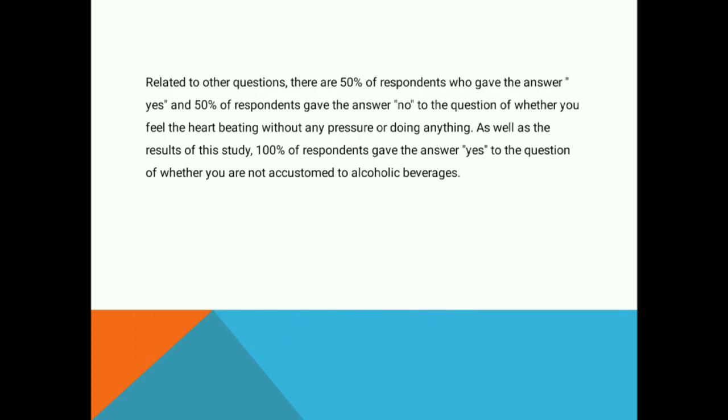Based on the answers related to other questions, 50% of respondents gave the answer yes and 50% gave the answer no to the question of whether you feel your heart beating without any pressure or doing anything. As for the result of the study, 100% of the respondents gave the answer yes to the question of whether you are not accustomed to alcoholic beverages.